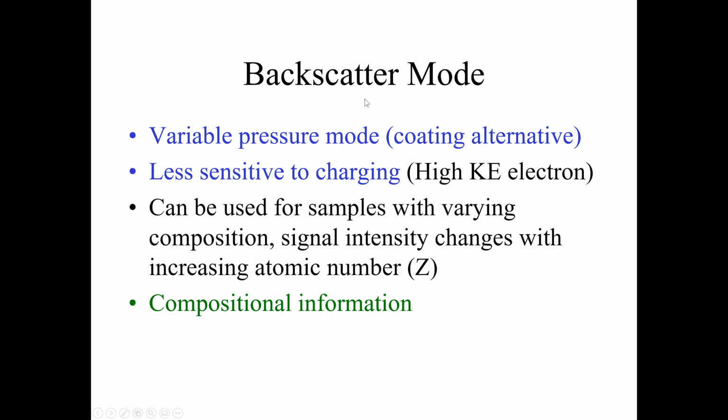Backscatter mode. What do you use it for? It's less sensitive to charging. You can use it for variable pressure mode if you do not or cannot afford a coating machine. Ours coats gold and platinum. Some of the other ones would do other elements. All it is a cold plasma. It's used for samples that have varying composition because the signal changes with the increase in atomic number. The main takeaway here is it gives you compositional information.